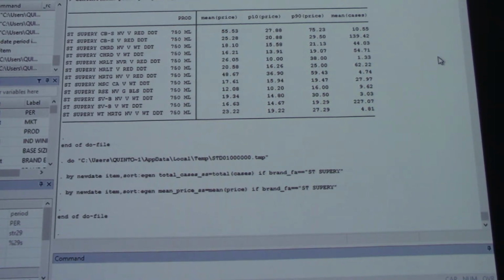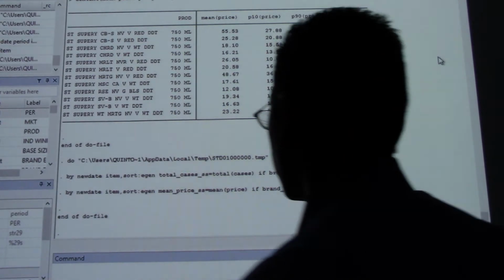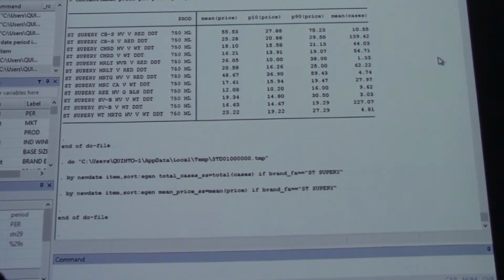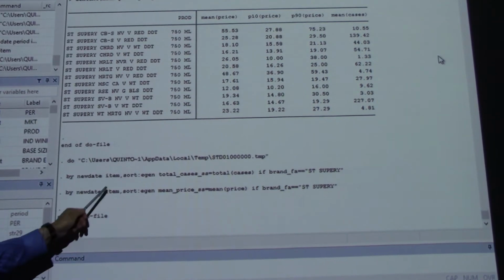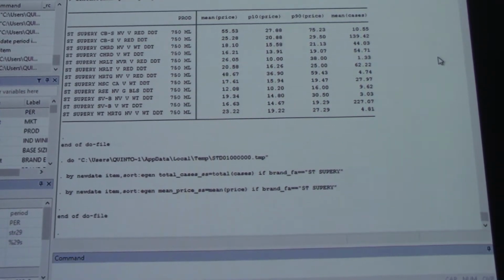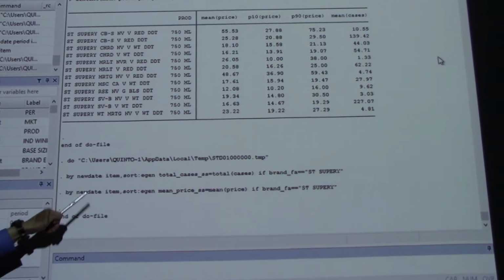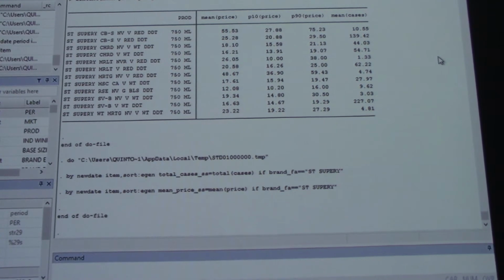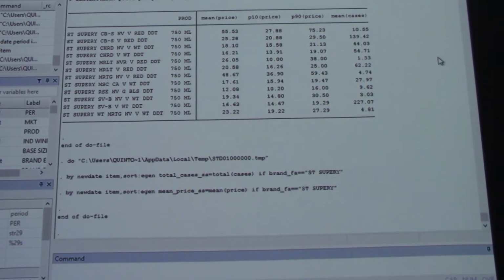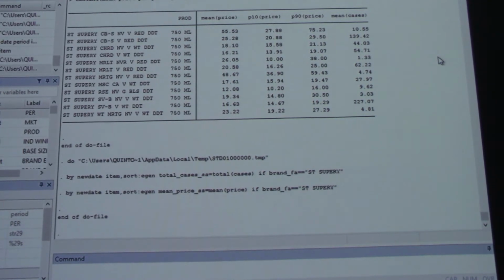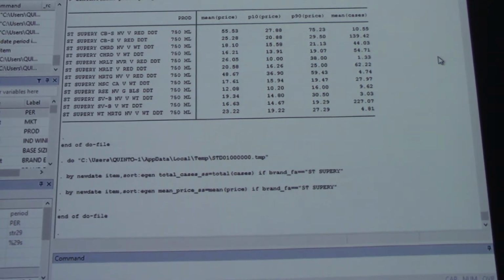So, two commands. By new date and item. Well, I guess we're doing this by new date and item. So by new date and item, egen, which stands for extensions to generate, and it's kind of like gen. So I've got to give it a name, and the name I called it is pretty long. Total cases SS St. Supery.